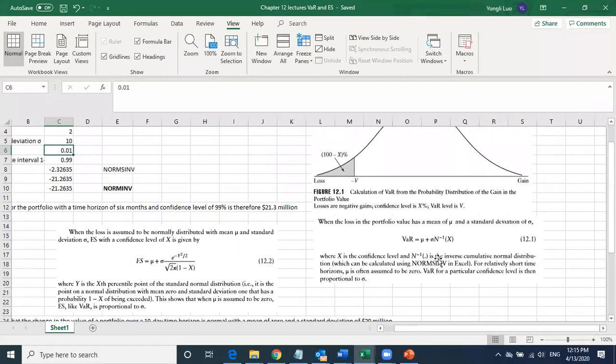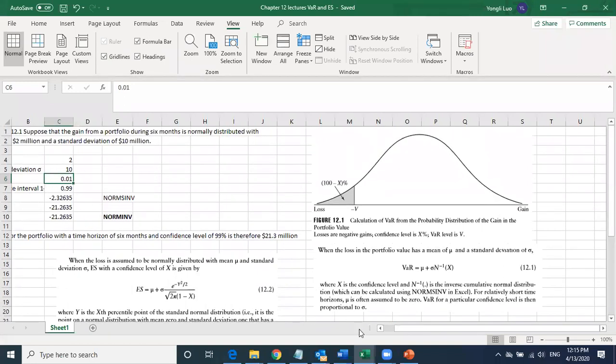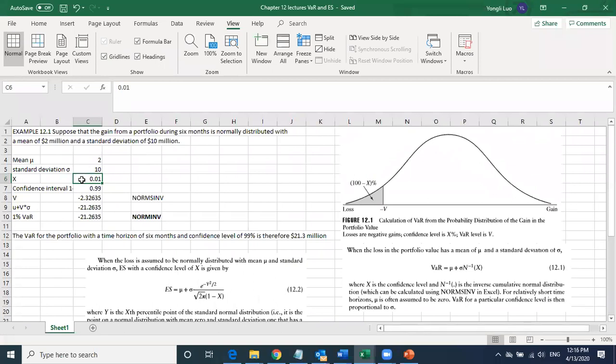You can calculate it, but I posted a video about how you can calculate it by hand. But in Excel, you can use the norm's inverse function. Okay, so for this question, let's go back to this. The mu is 2. The standard deviation is 10. Okay, so what will be the VaR?